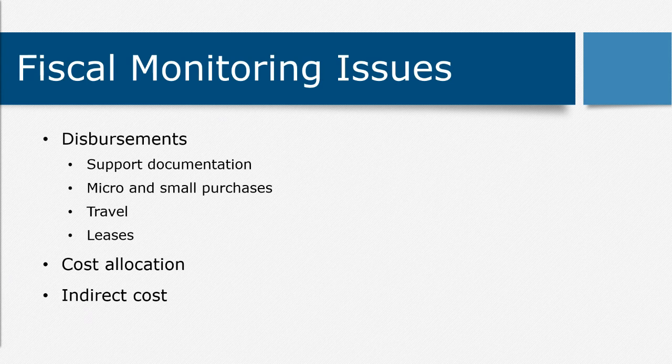Documentation is usually a contributing factor for most micro and small purchase issues. These could relate to using the wrong method based on the thresholds and your policies, following the right method but not documenting what you did, or restricting full and open competition in some way.